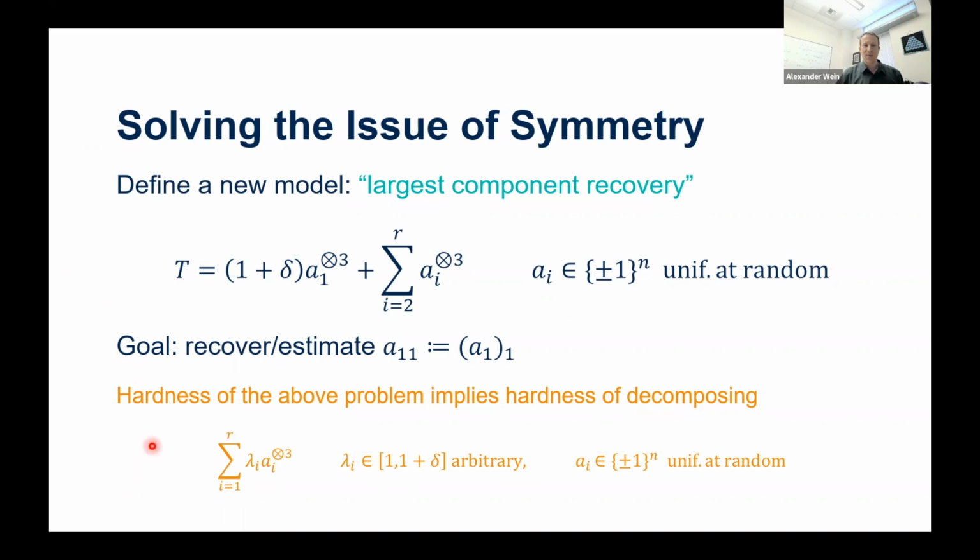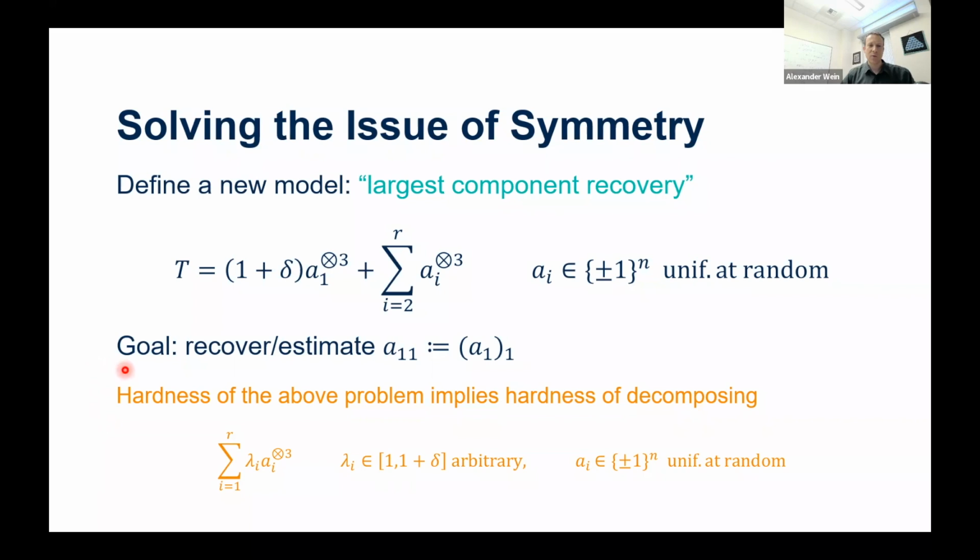This is a problem where I give you a rank R tensor, where again the components are random, but now all the norms of these components are potentially slightly different, and these lambdas are kind of arbitrary, although within a small interval. So this is just a slightly more robust version of the tensor decomposition problem. You would hope that if we could solve the version where all the lambdas are 1, you would also be able to solve this version.